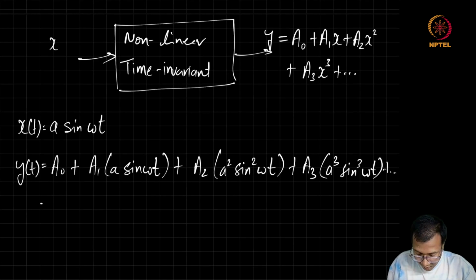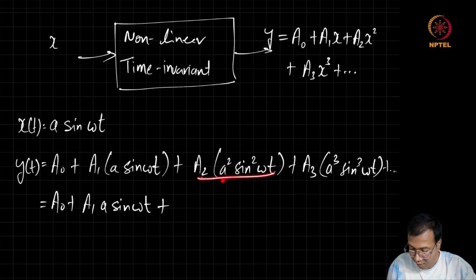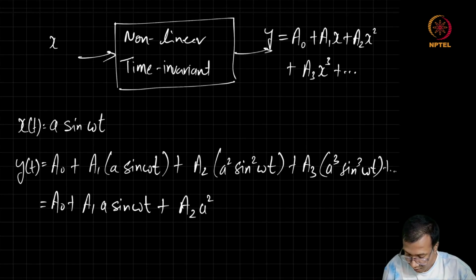From here, see that the output has so many terms. But the first term is going to be just a constant, won't change with time. The second term is a scaled function of the input itself. Okay, so there is no change in the frequency. But if we look at the nonlinear terms, for example, starting with this quadratic term, here we can rewrite this sine squared omega t as (1 minus cos 2 omega t) divided by 2.